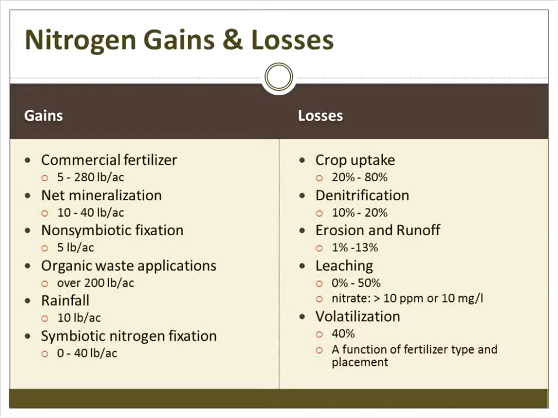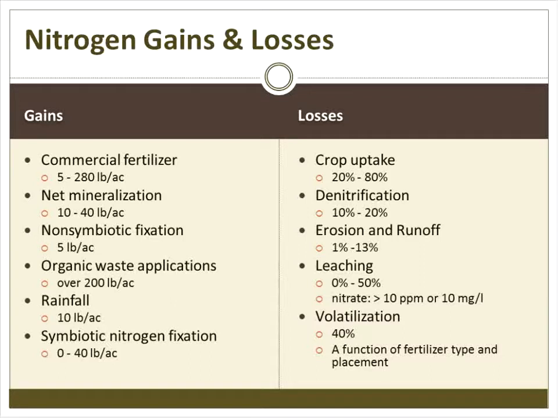When we look at our loss category, we see that crop uptake is really a function of many factors, and we'll talk about this more, but anywhere from 20 to 80% of the nitrogen that we put down is going to be utilized by the crop, and then we have to calculate how much of that nitrogen is actually in the harvestable portion. So again, if you have a wheat crop and you're removing the grain, you're going to remove some of the nitrogen, but some of the nitrogen will be left in the stover. Denitrification tends to be about a 10 to 20% loss of the nitrogen that you've put into the system.